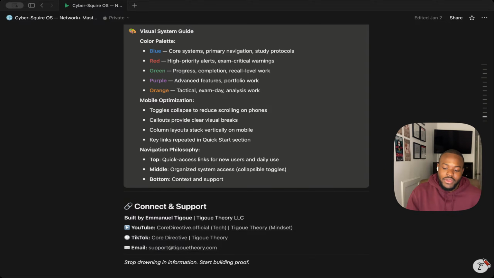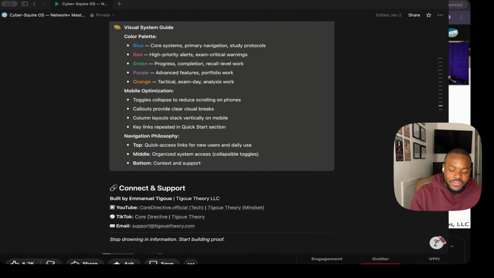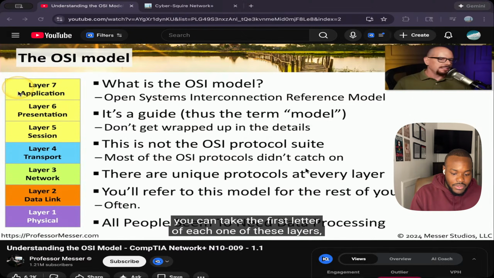We all looking at it now, right? Okay, so we're not looking at Professor Messer. Cool, let me hide this right here. Boom, now we're looking at Professor Messer.